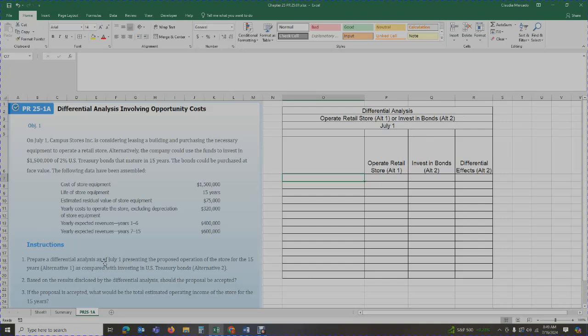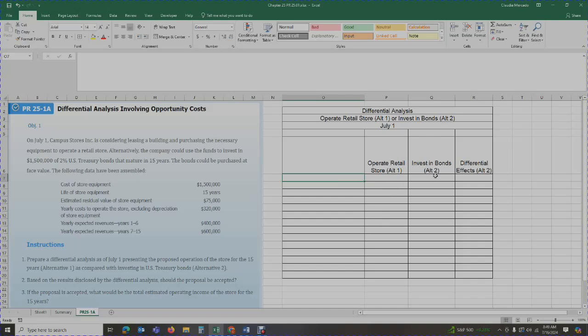We are preparing this analysis as of July the 1st. And when we're preparing analysis or information for management, it always needs to be organized. So all I did is create a column for my alternative 1, which is to operate a retail store.